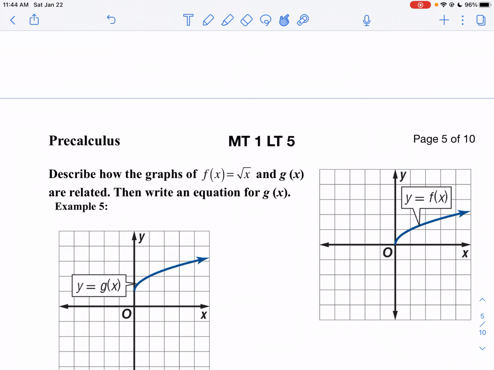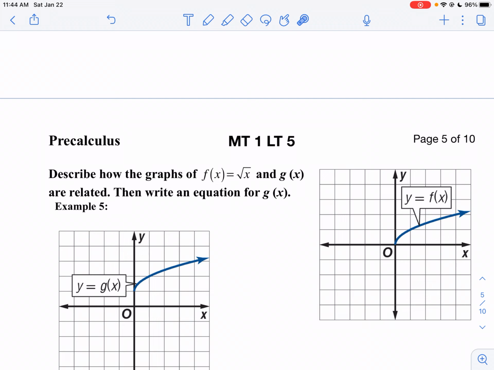Now, if we take a look at a couple examples here, we're just going to look at it backwards. That is, I'm going to give you what we call the child function, the transformation. You're going to write down that equation. So first off, my parent function is y equals f of x. It's just my square root function.